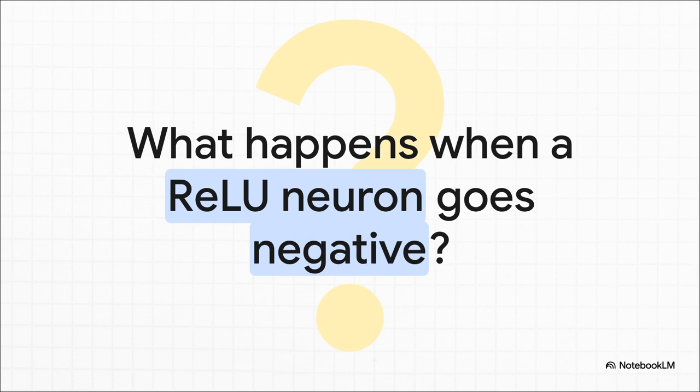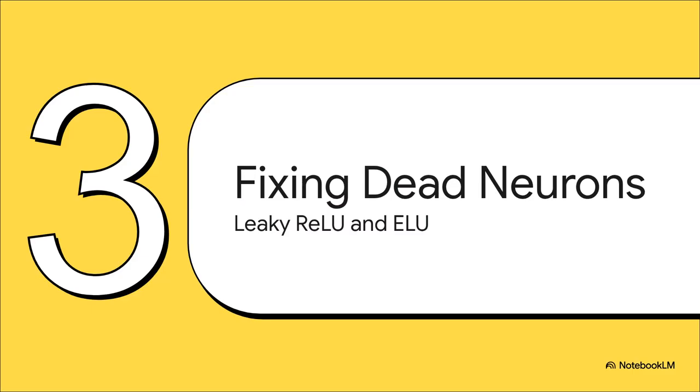It literally permanently switches off. In practice, you can easily end up with 10 to 40% of your network sitting there as dead, wasted parameters. We call this the dying ReLU problem. Let that sink in for a second. Which brings us nicely to Section 3, fixing the dying neuron problem.